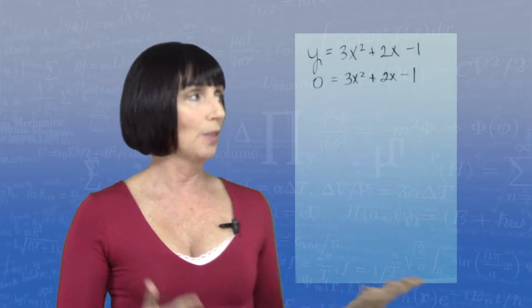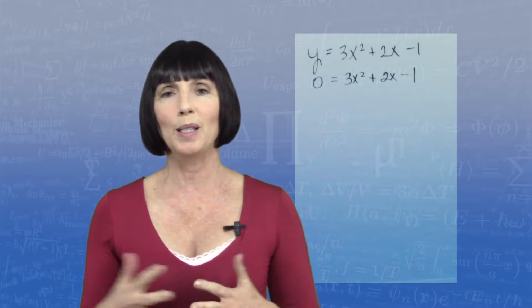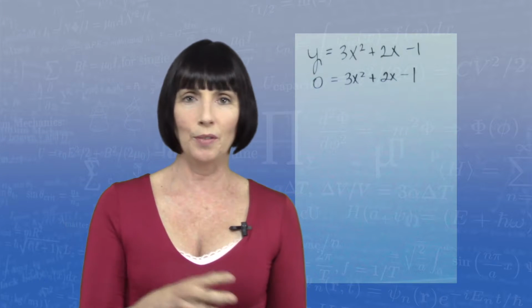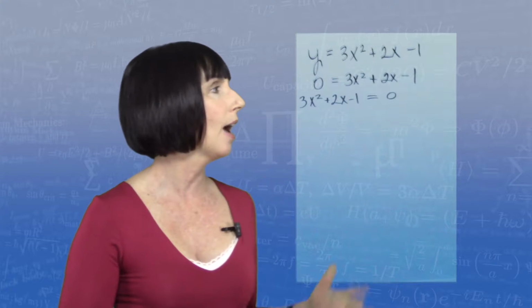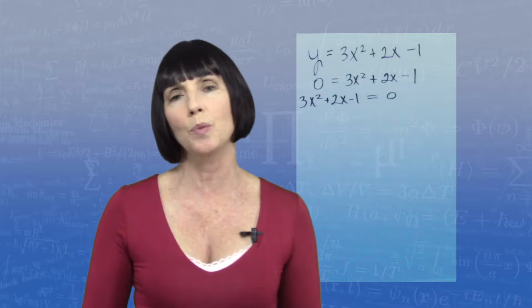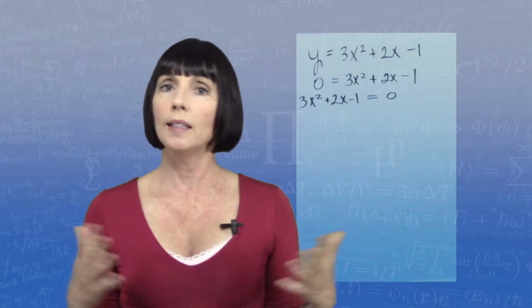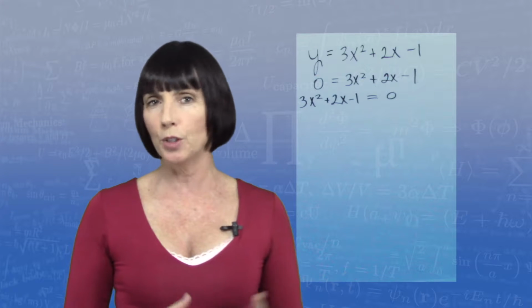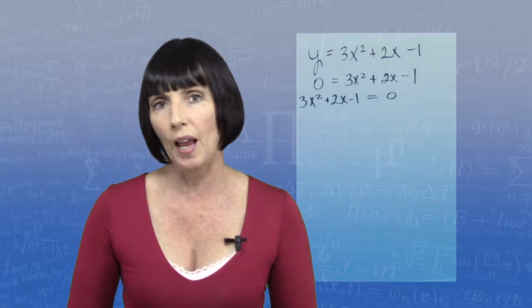So setting y equal to 0, I get 0 equals 3x squared plus 2x minus 1. I'm just going to write this in the other order so I can work from left to right. So rewriting, I have 3x squared plus 2x minus 1 equals 0. Okay, now at this point, I could use the quadratic formula, but this factors pretty easily, so I'm just going to go ahead and factor it.